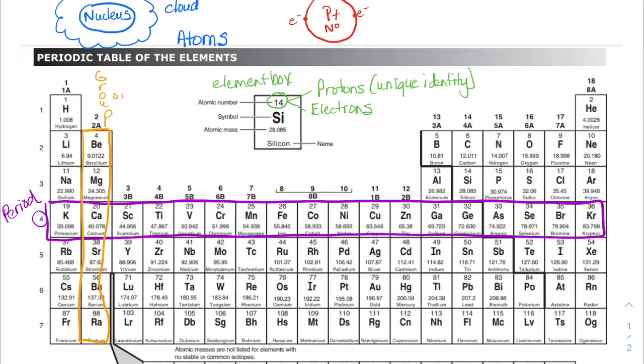Now there's another word you can use also, and that word is a family. So the columns that go up and down, you could either call a group or a family. And you're going to learn way more about different types of families on the periodic table later on in middle school in 8th grade. So something to look forward to. Okay, so those are the basics of learning how to start interpreting a periodic table.